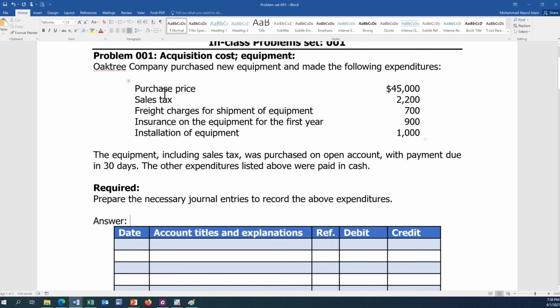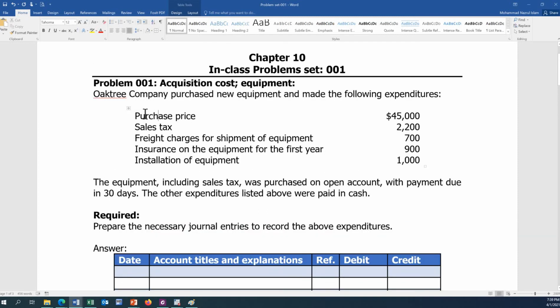Now let's see which are the capital expenditures that we need to add with the cost of equipment. Purchase price, capital expenditure. Then sales tax, capital expenditure. Freight charges for shipment of equipment, yes, this one is capital expenditure. And insurance on the equipment for the first year, this is a recurring expenditure, so this is not a capital expenditure. This one is revenue expenditure. And installation of equipment, this one is capital expenditure.